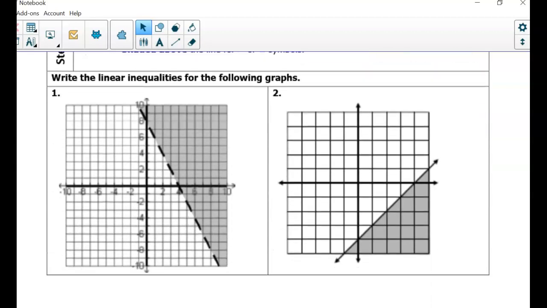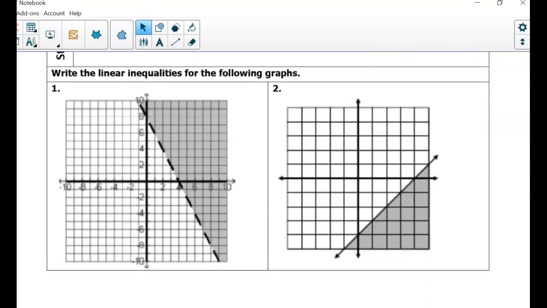We're going to start at number 1. So first we need to find our slope and our y-intercept. The y-intercept is usually easy to see. The slope is a little harder with dashed lines, not so much on solid lines. So we can say that our y-intercept here is 8.